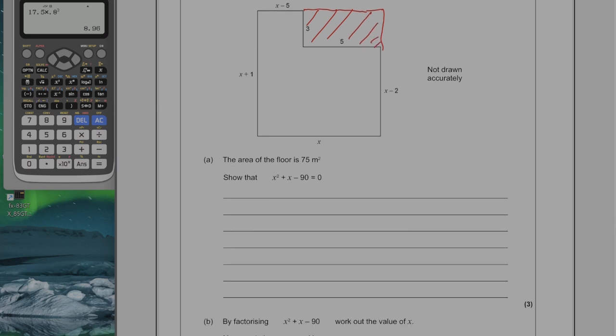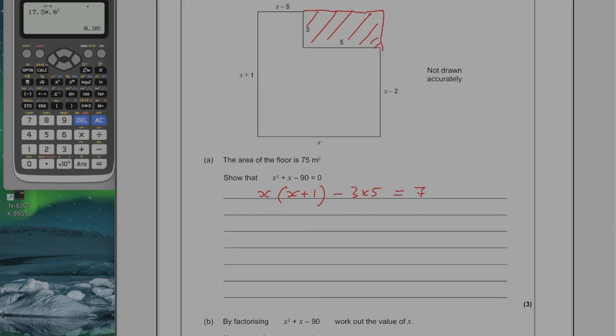So the area is going to be the two lengths times together, so that would be x times by x plus 1. And then from that, we need to subtract 3 times 5. And that area has to be equal to 75.